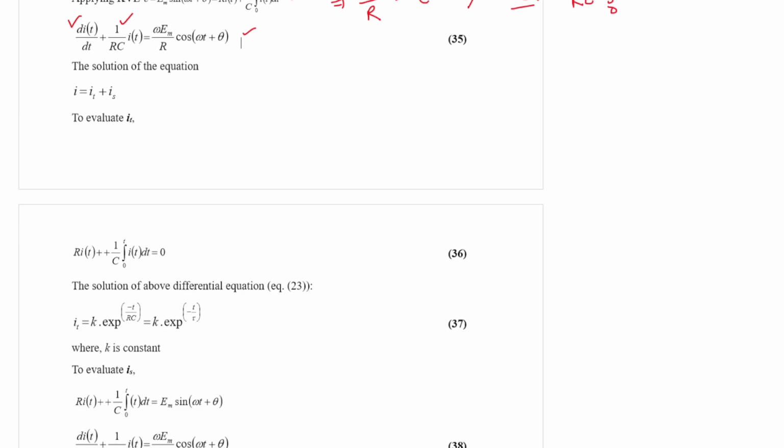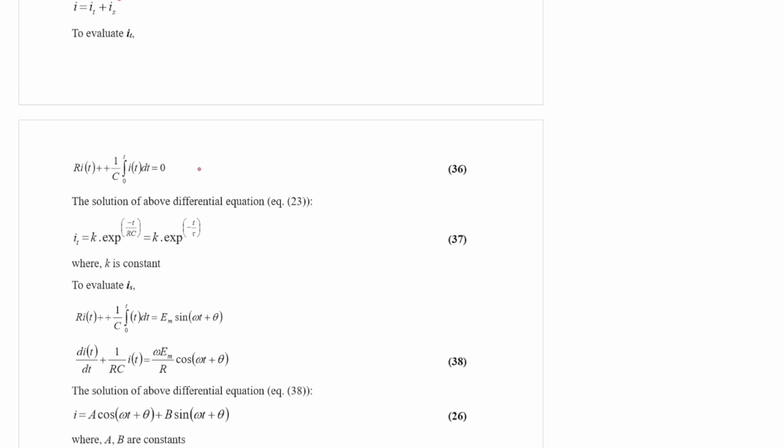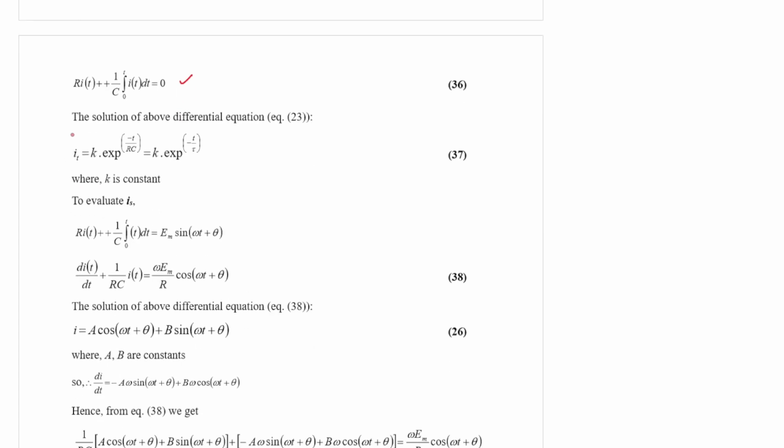So we have two forms, one is the transient component, another is the steady state component. For the transient component, we make this equation equal to 0. We get the solution quite directly, which is i_t equal to k times e to the power minus t by tau, where tau is the time constant, which is equal to RC in the case of a series RC circuit.